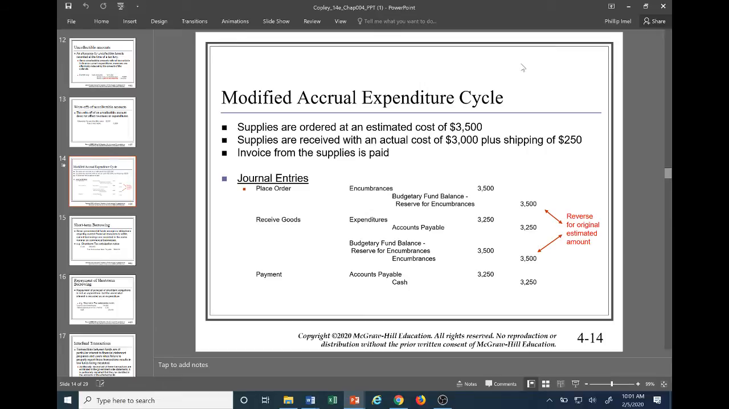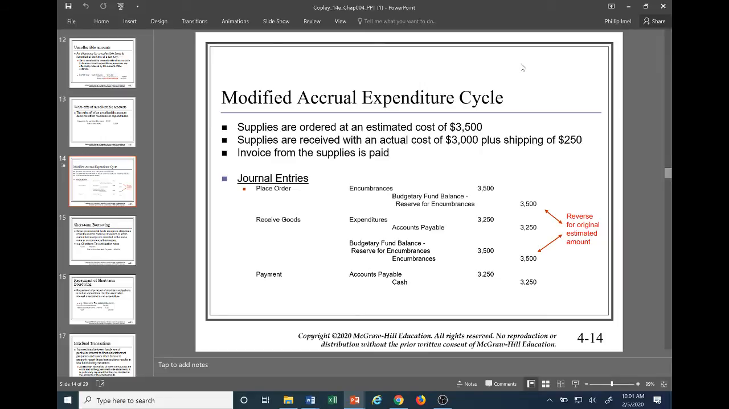So right here we can see obviously the supplies are ordered at an estimated cost of $3,500. So we know whenever we place an order for supplies, what do we have to do? We encumber those funds to make sure that we don't overspend. So that entry is going to be a debit to encumbrances for the relative amount, which in this case is $3,500. And then the offsetting entry is the credit to the budgetary fund balance reserved for encumbrances. Now we've got the funds encumbered once the order's in place.